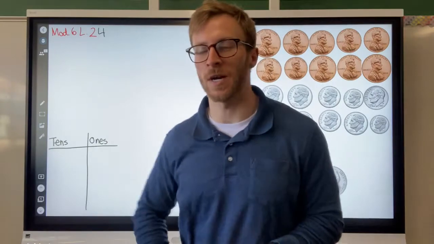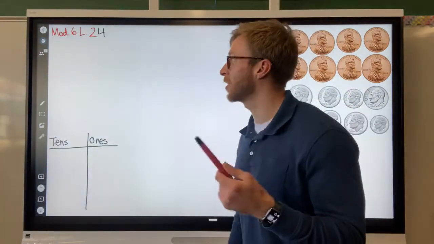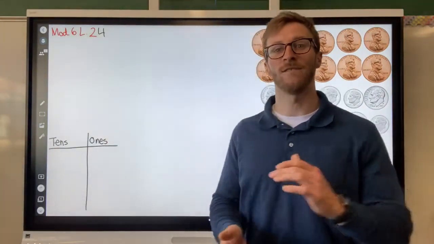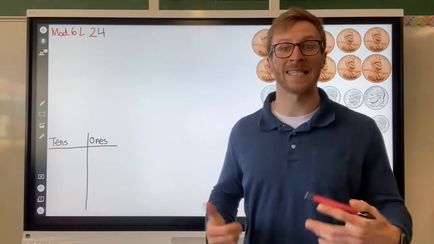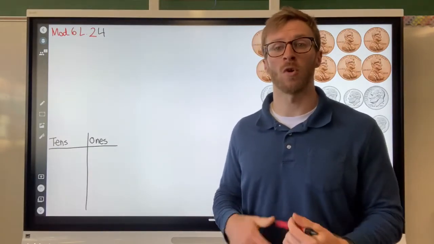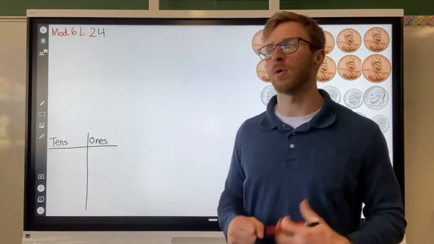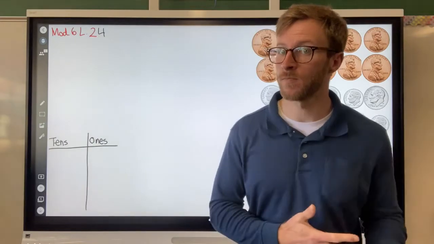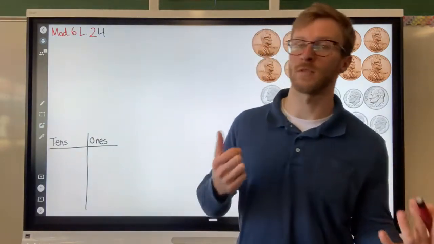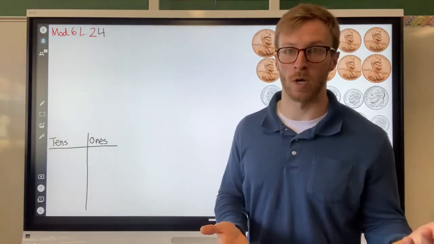Today we're doing Module 6, lesson number 24. We're going to continue with money. Today, we're going to work on counting the money, all right? So, not just adding it up in our head, but when we have multiples of coins, say multiples of dimes, we're going to count by tens. And then if we have multiples of ones, or pennies, we're going to count by ones.